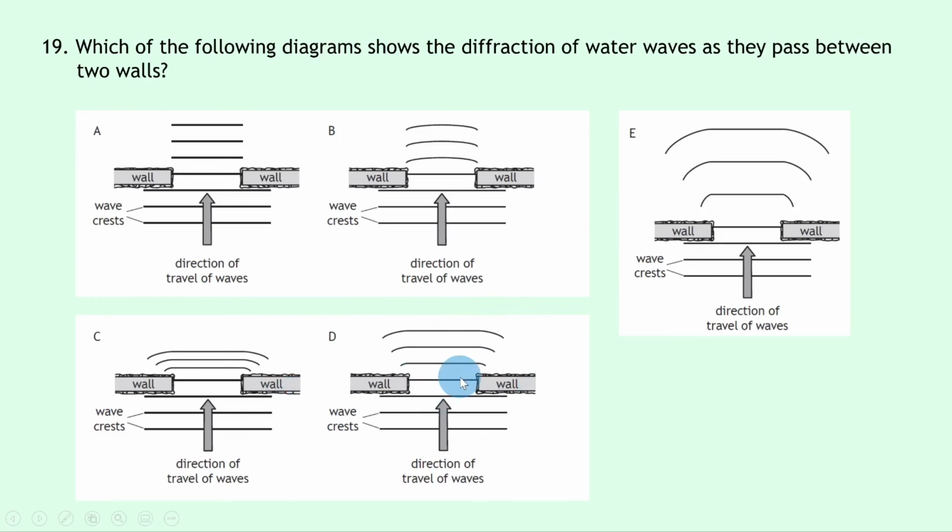So if we look at option D here, that is the only one left, which looks good because you've got the same distance between the wavefronts or the crests of the waves there, and you've got the straight waves continuing with the curved parts at the ends. So D is the correct answer here.